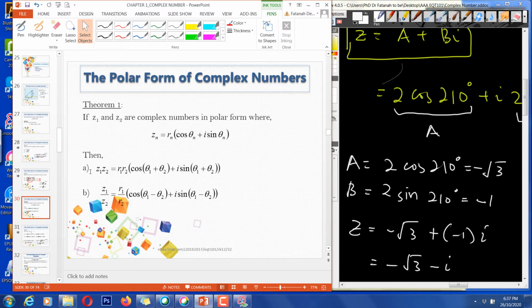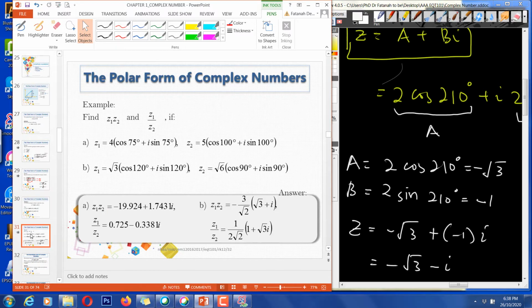If we have an operation with two polar forms, what should we do? If we have multiplication of two complex numbers, the R values should be multiplied and the theta values should just be added. If it is division, we just subtract the theta. For example here, actually you can prove why we should add and why we should subtract.